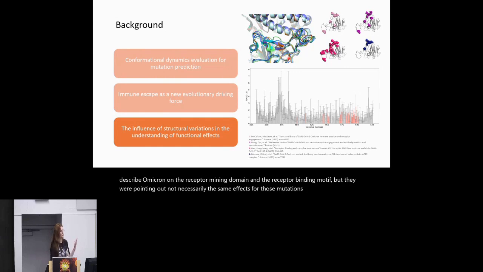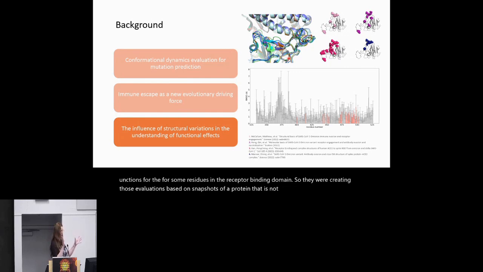And it's not hard for us to understand why. Once we superpose those different structures, we see an RMSE of up to 8 angstroms for some residues in the receptor binding domain. So they were creating those evaluations based on snapshots of a protein that is not rigid.